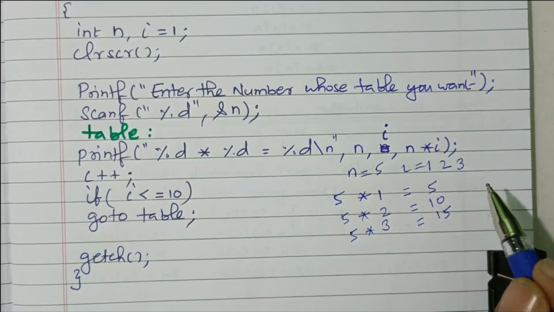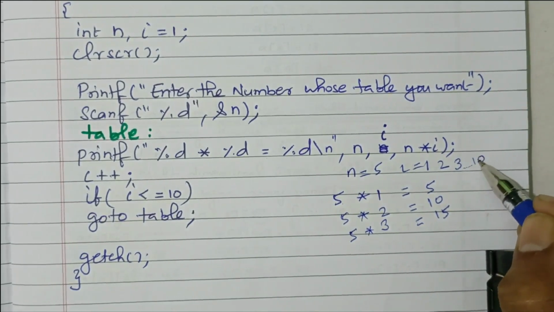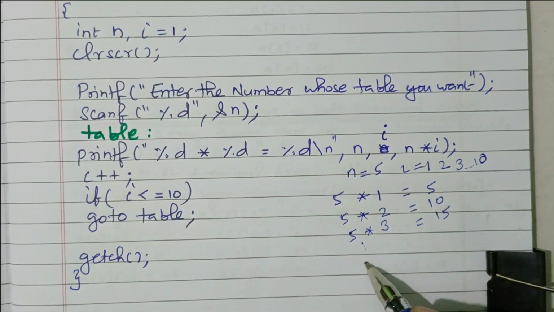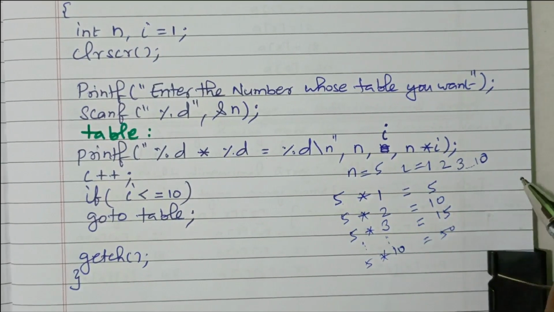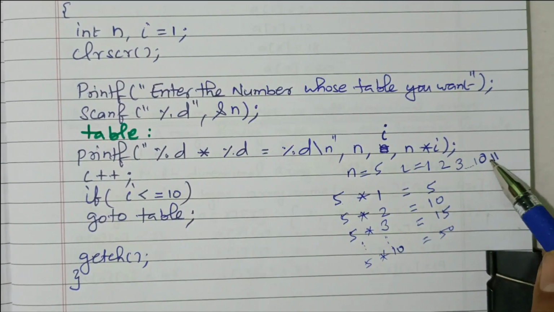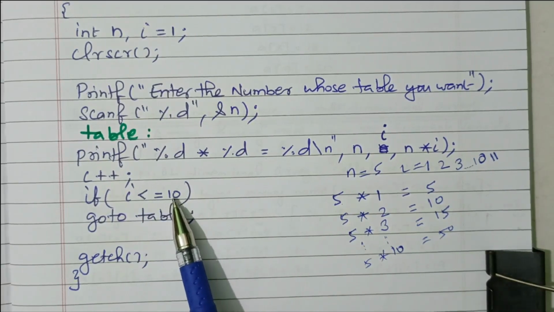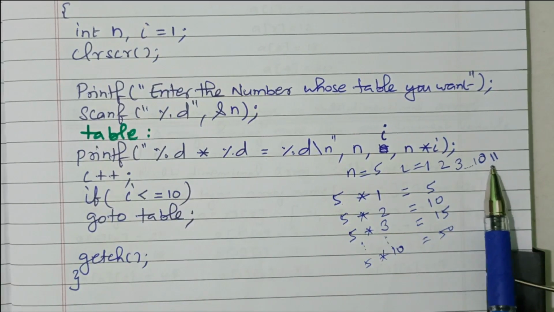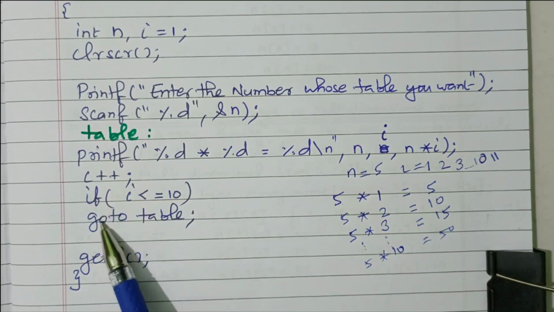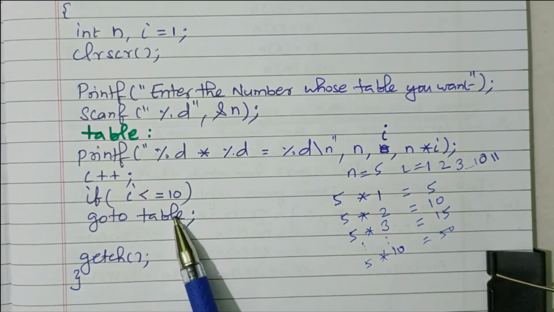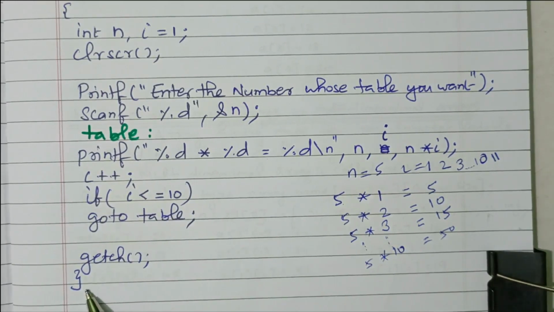So this process will be executed again and again, up to 10. Up to 10 the process will be repeated. 5 into 10, 50. When i becomes 11, this condition is false. i should be less than or equal to 10. If it is 11, this condition is false. So it will skip this statement; this is the true statement of the if. Since this condition is not satisfied, it goes to getch and closes the program.